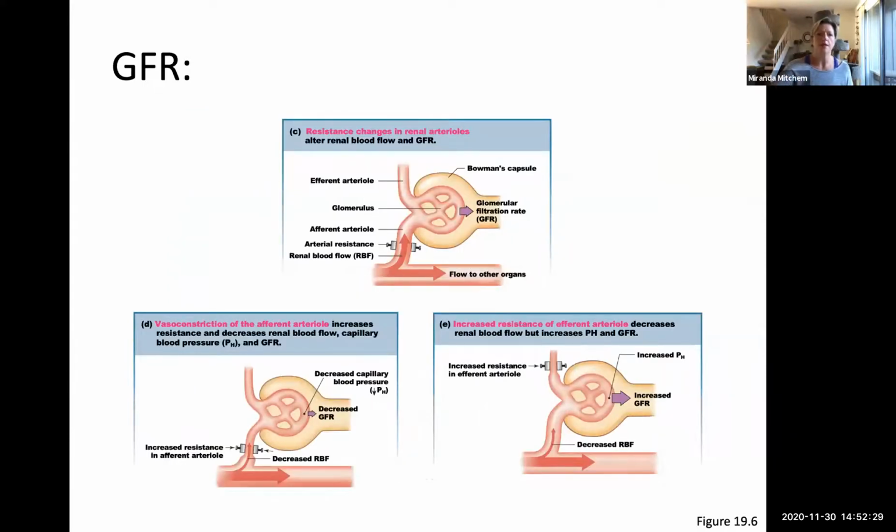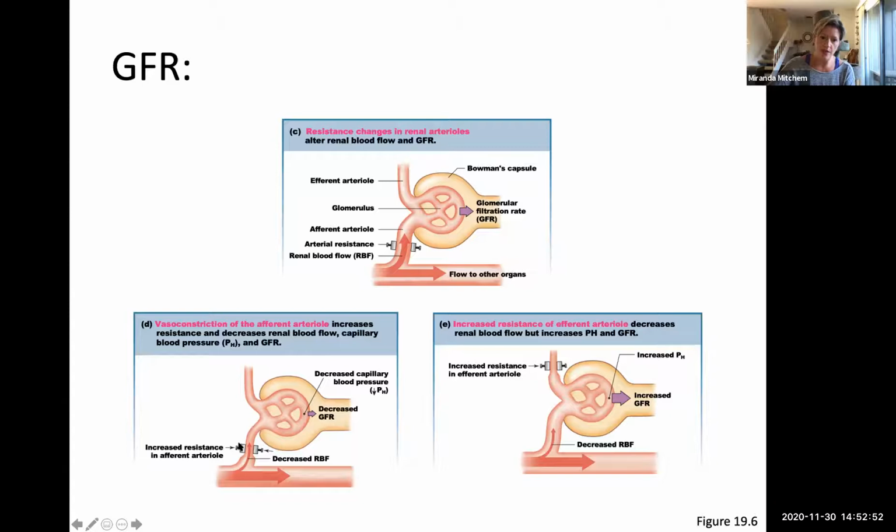Let's see how that's done. Okay, our top figure here, we've got our arterial. So notice that it's not clamped down yet. So we've got blood flow to other organs. We've got blood flow into the glomerulus, which is the main driving force of the filtration rate.